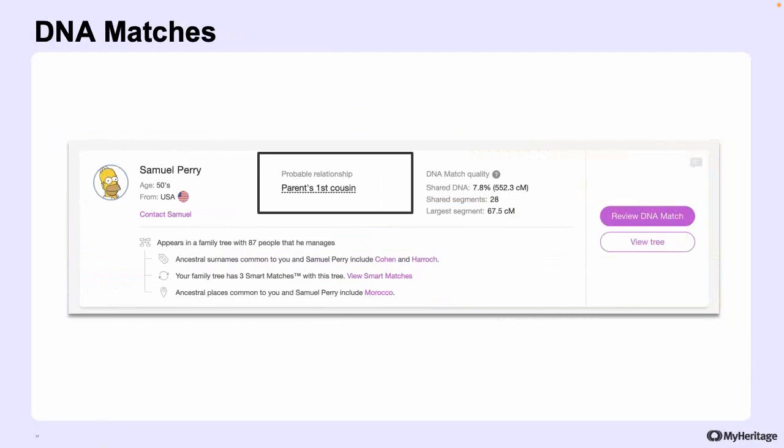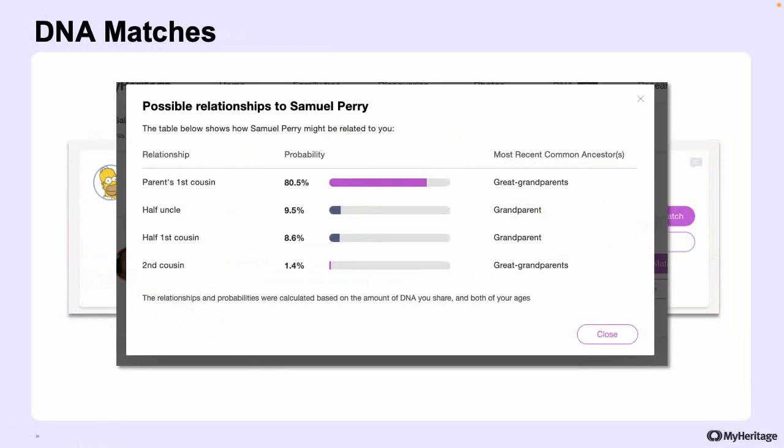Now, if I click on the probable relationship here, a pop-up opens, and this is from the DNA matches list. I can actually see the results the CM Explainer predicted. The table below shows how Samuel might be related to me. I can see that the highest probability, 80.5, is that he is my parents' first cousin. There are also other possible relationships, but they are less likely.